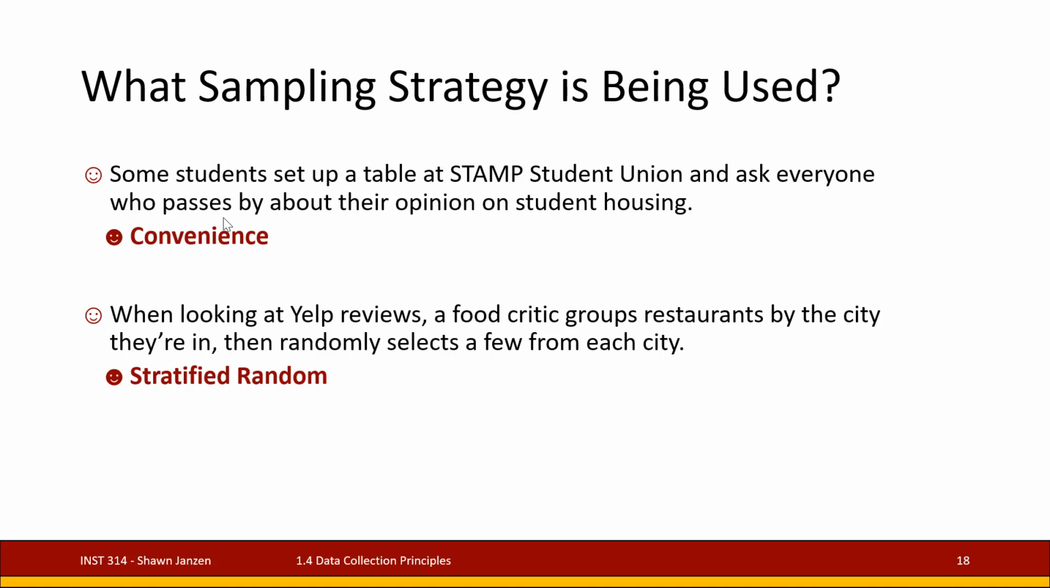Note that the food critic grouped all of the restaurants by their cities and then randomly selected by each city. If the food critic had grouped them by city and then randomly chosen a few cities and then randomly chosen a few restaurants in those, that would be a multi-stage cluster. But in this case, each city's been chosen and then a few from within each one have been selected. So this is the stratified random.